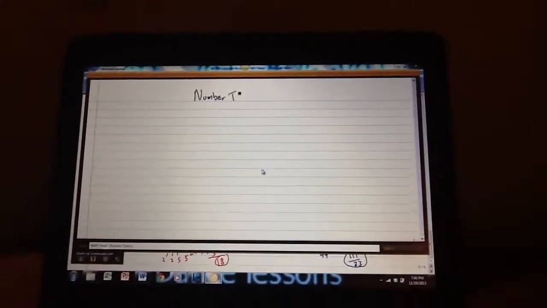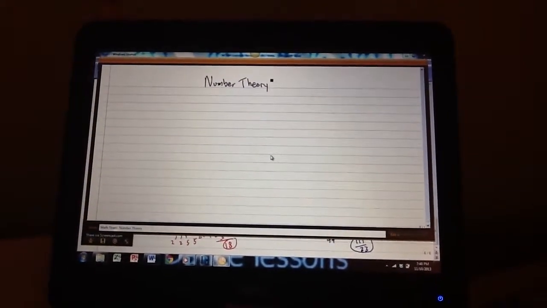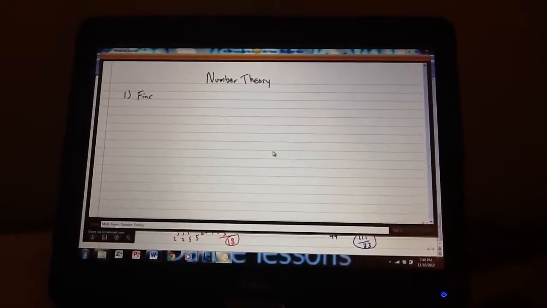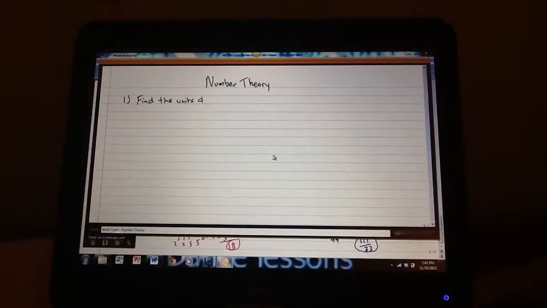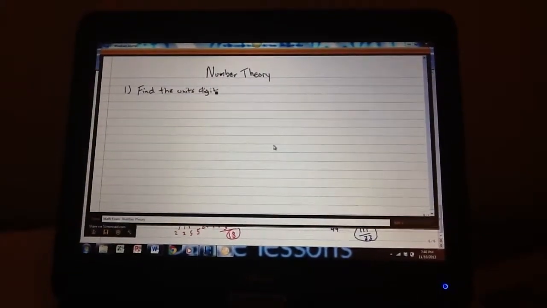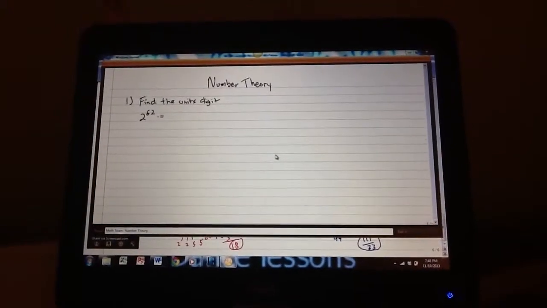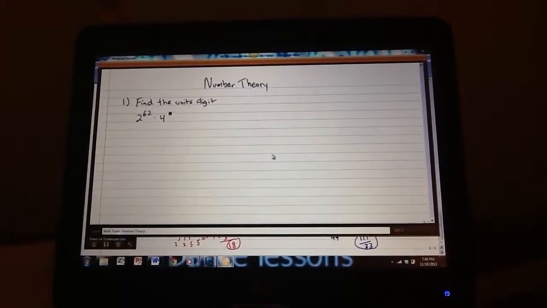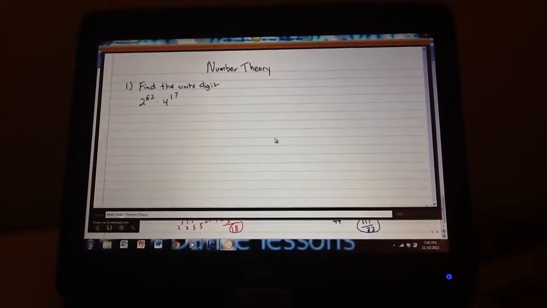Math problems that you'll see in math competitions that will involve number theory and number tricks. The first one is find the units digit. Now this question looks a lot harder than it is. They're going to give you something maybe like this: 2 to the 62nd power times 4 to the 17th.